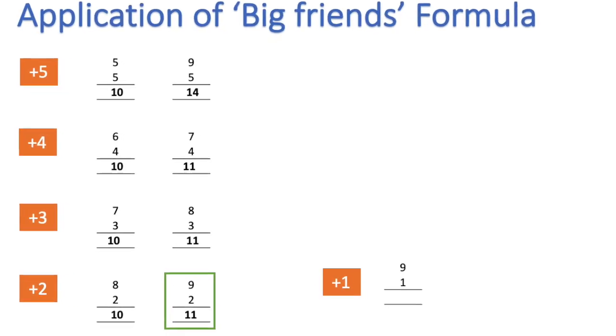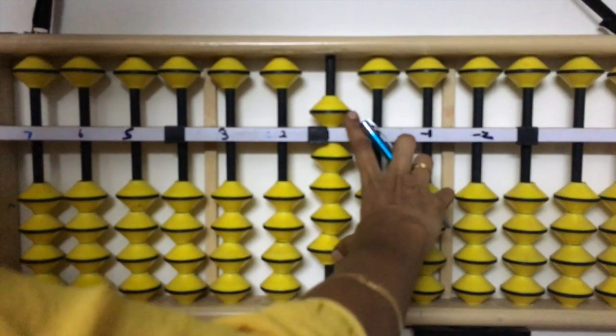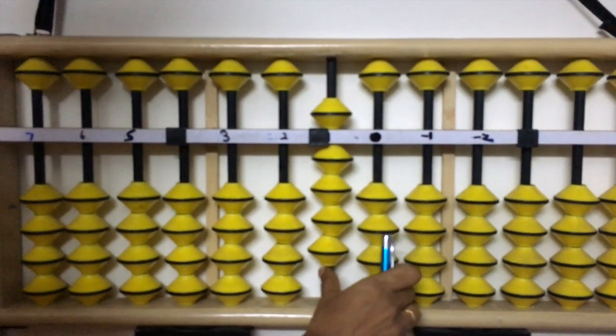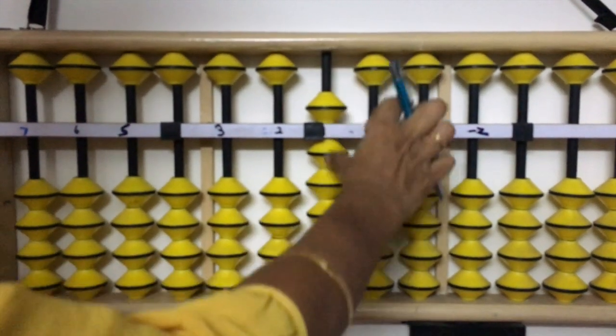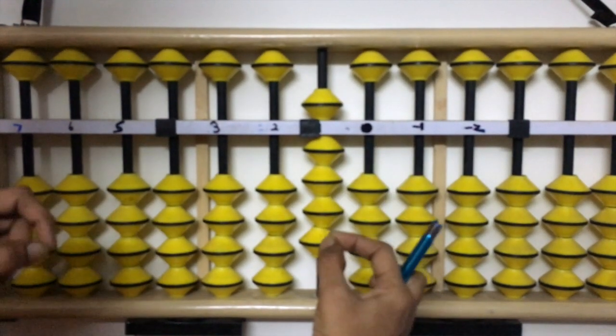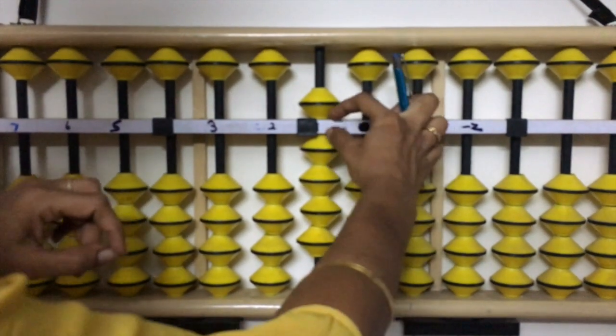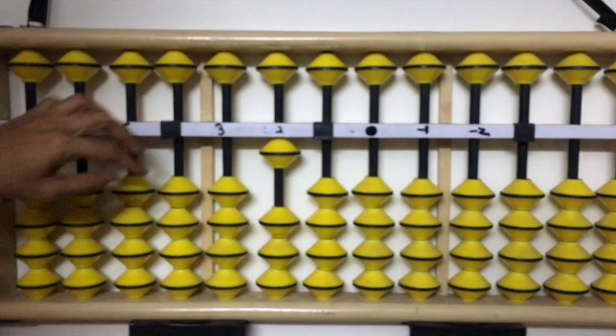Now we are going to see the big friend of 1. So in this condition we can't add 1 directly, and also we can't apply the formula of small friend, like plus 5 minus 4, is also not possible. So in this condition we should apply the big friend formula of 1. So minus 9 plus 10. So the value is 10.